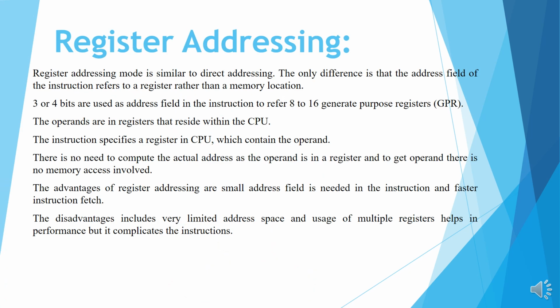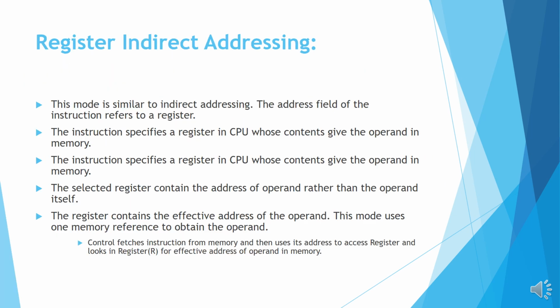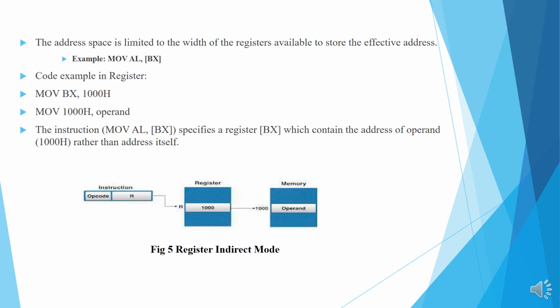Register addressing. Register addressing is similar to direct addressing, and register indirect addressing is similar to indirect addressing. The address field of the instruction refers to a register. For example, MOVE A, R, where R is the register whose value is stored at address 1000, and then it will be moved to the operand.